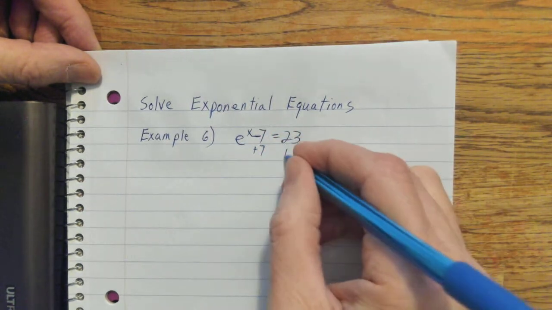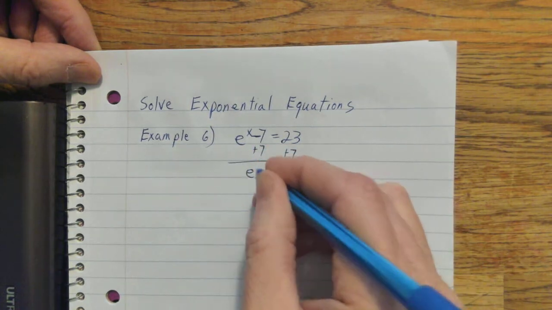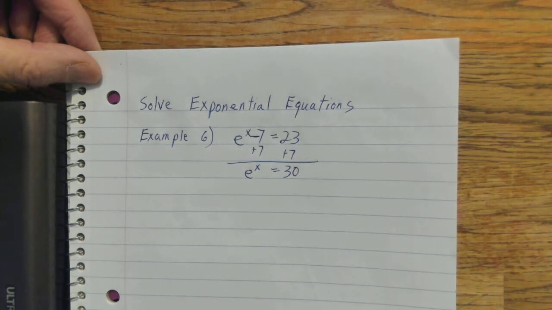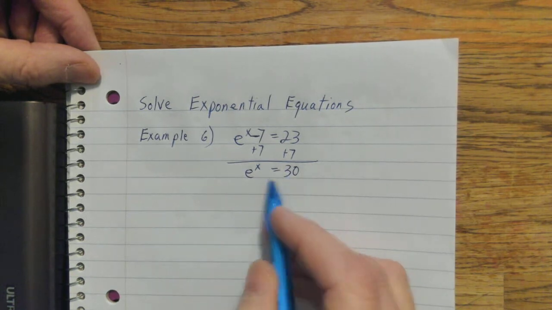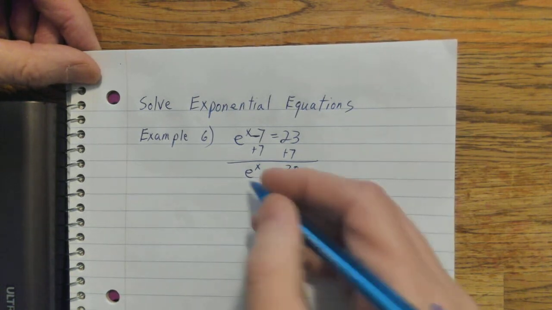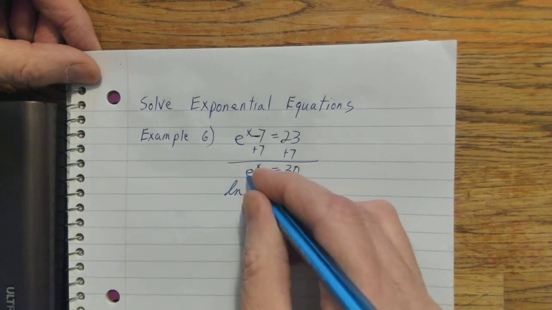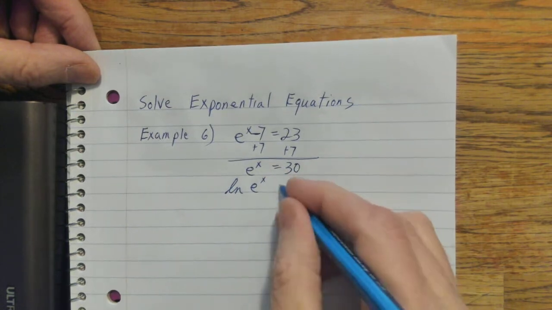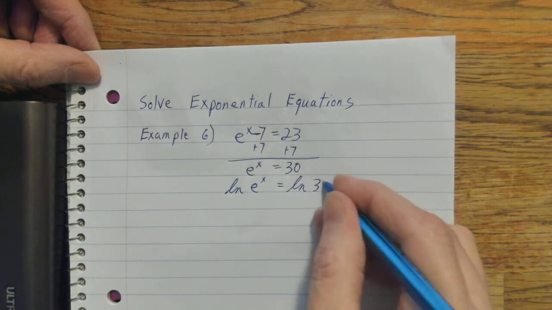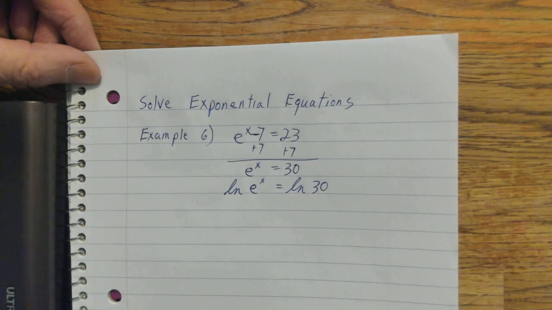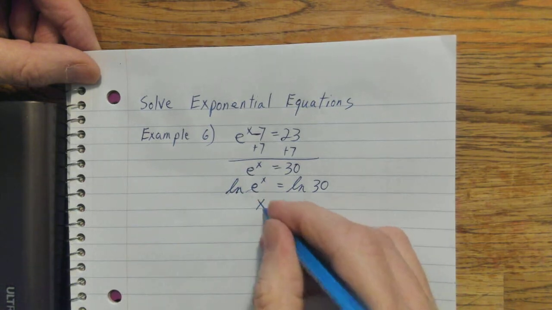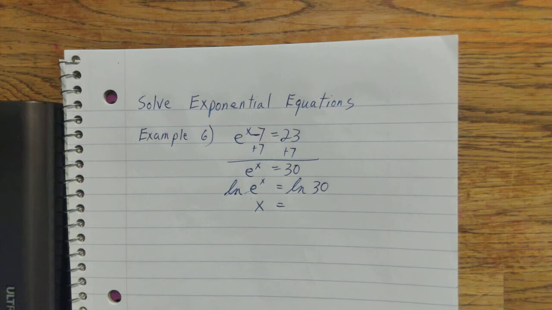I'm going to add 7 to both sides. You do try to get the exponential part by itself as much as you can. And e to the power of x equals 30. At this point, I can't see any way of getting a 1-to-1. So what I'm going to do is take the inverse of e to the power of x, which is the natural log. So the natural log of e to the x equals the natural log of 30. I'm taking the inverse operation on both sides, undoing e to the power of x. The natural log and e kind of cancel each other out. That's x, and the natural log of 30.